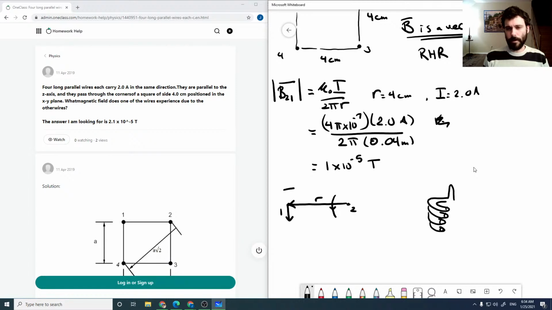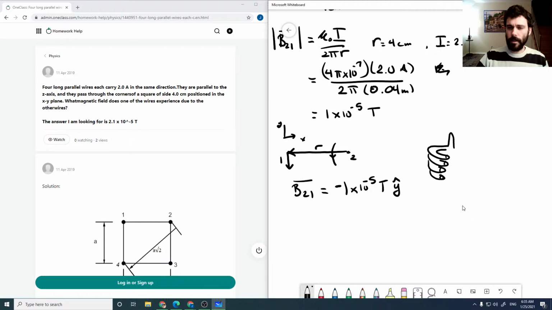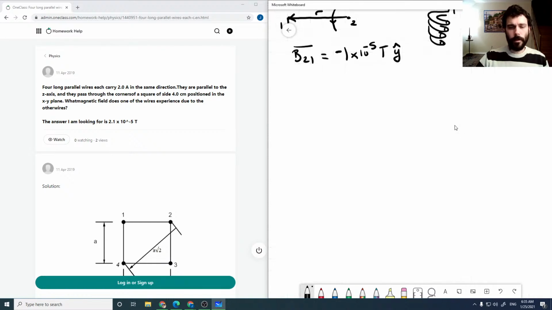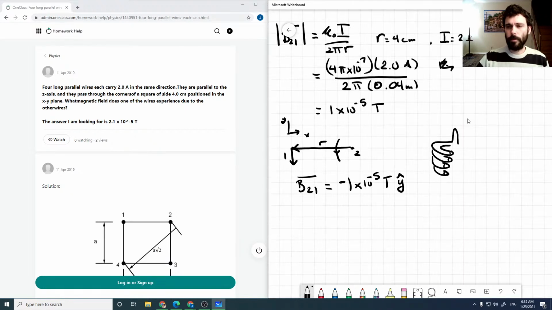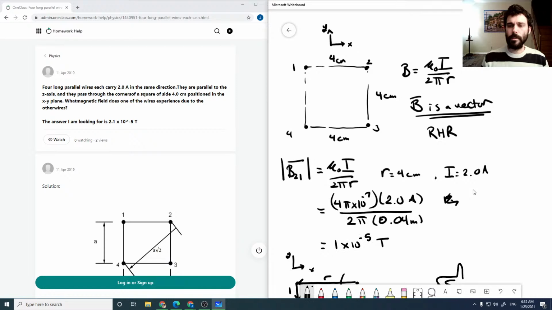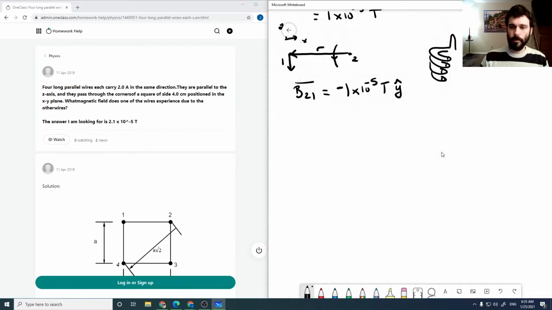So looking at our x, y, our B21 is then minus 1 times 10 to the minus 5 Tesla in the y hat direction. So that gives us our full directionality there. Okay, now we can do 4 pretty readily as well, right? So 4 is going to be pretty much the same as 2.